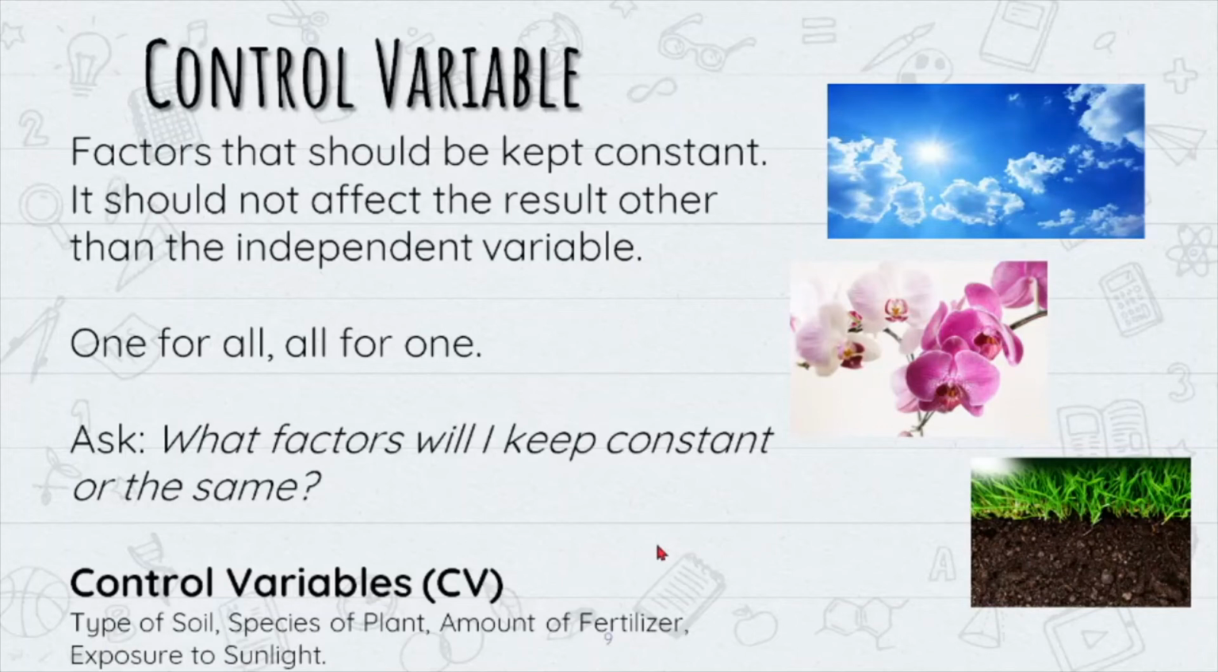So if we apply sand to an experimental setup plant, we should also apply sand to the others as well. If our plant is orchid, the other plant should be orchid also. If we apply 50 grams of fertilizer in one plant, we should also apply the same amount of fertilizer for all. And if this plant will be exposed to sunlight for about 8 hours, let the others be exposed to sunlight as well for about 8 hours. So therefore, control variables are the factors that should be kept the same.